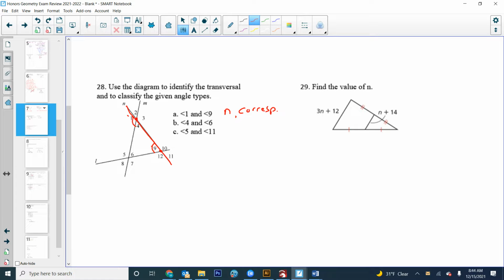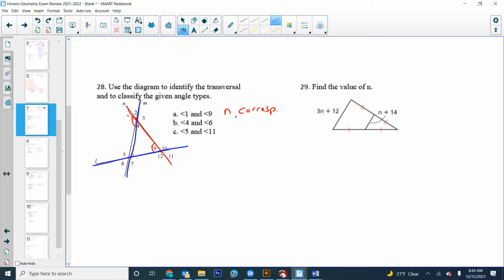Someone said we don't know. And that someone is right. We don't know. Only if these lines are parallel. And probably not. Can't go off of looks, right? Can't go off of looks, but we're not told those are parallel. It's pretty obvious they cross. So those corresponding angles are not congruent in this case.